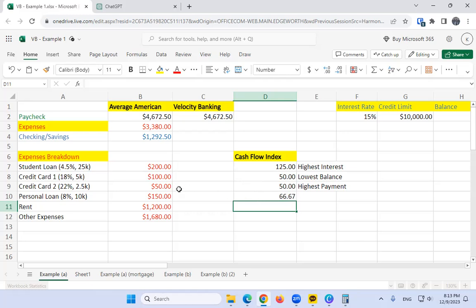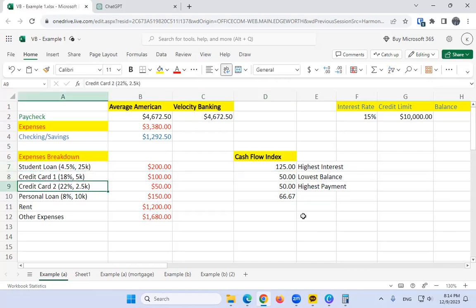Okay, so we can see here that these two credit cards have the exact same cash flow index, and they're the lowest number. So again, the lowest number is like an arbitrary number, right? And you want to always pay them off at the lowest one first, because they'll free up the most cash flow compared to the statement balance.